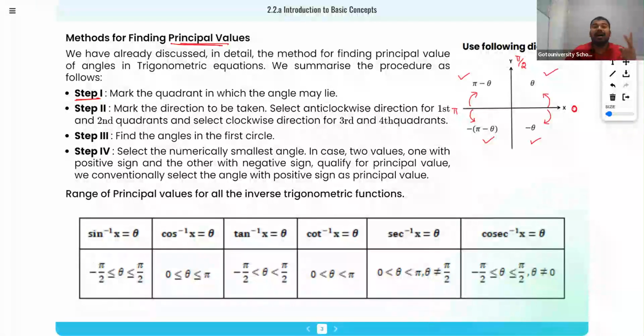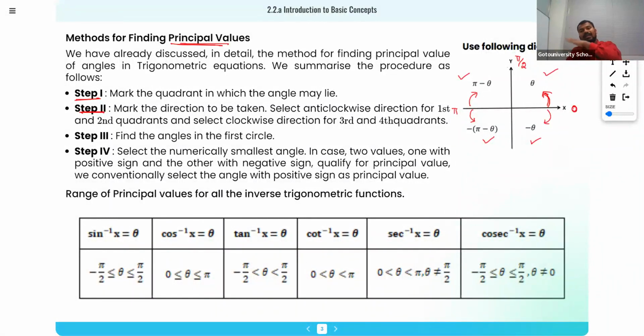Step number 2, mark the directions to be taken. Yes, direction: whether you are starting from the horizontal positive x-axis or negative x-axis, which direction are you going to take? Is it clockwise? You can see here I'm taking anti-clockwise. Here I'm taking clockwise. Here again clockwise. Here anti-clockwise. Direction is also important. Select anti-clockwise direction for the first two quadrants, and clockwise for the third and fourth quadrants.